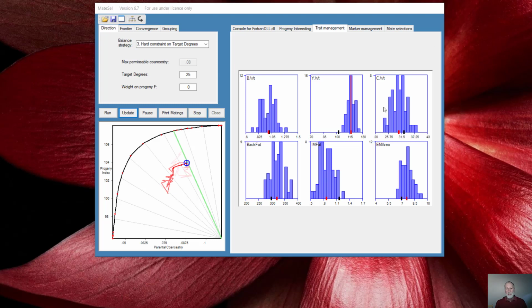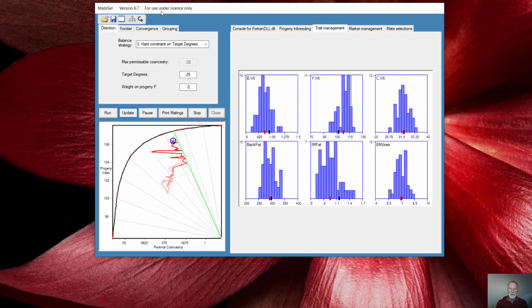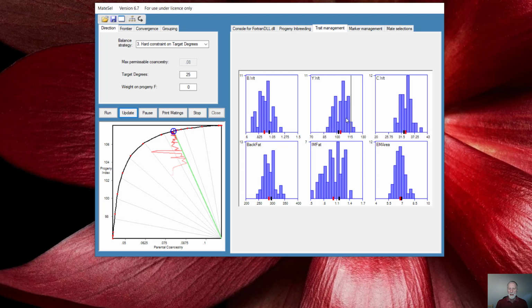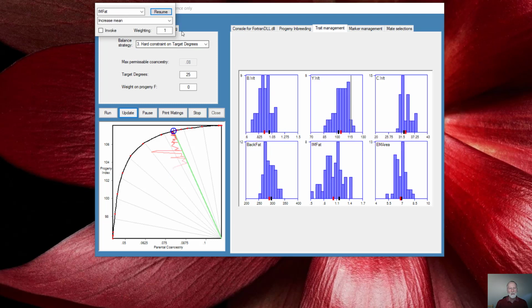Now we're going to have a look at a different type of constraint. So if I take this one off by clicking on the yearling weight graph, click on invoke, that's maintained our minimum value desire. If I resume, we'll now make it back to the frontier because I've pulled off this constraint. And let's look at intramuscular fat. And if I click there and say I want to go for bimodality, target bimodality, I now get two lines that I can work with, one with a left click, one with a right click.